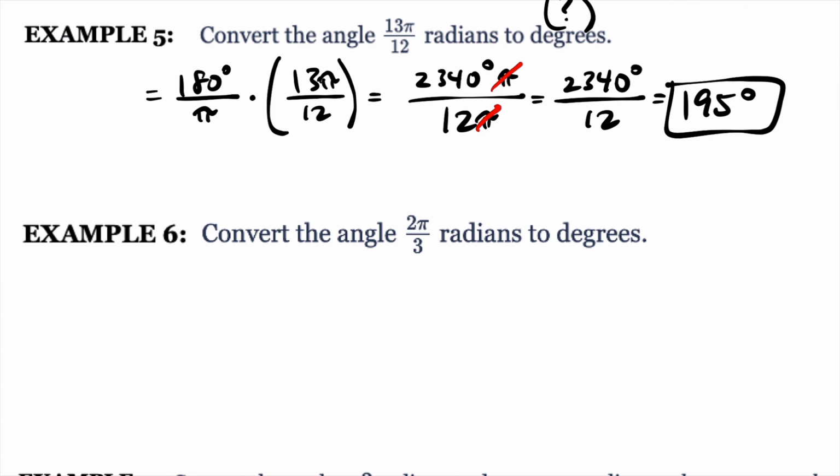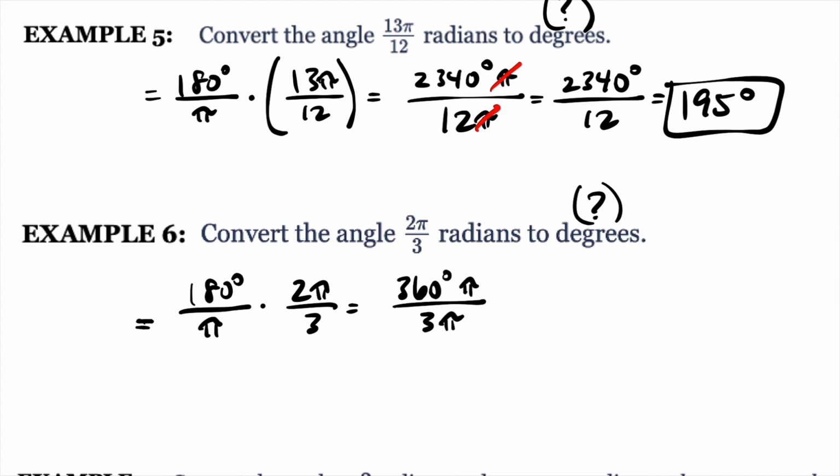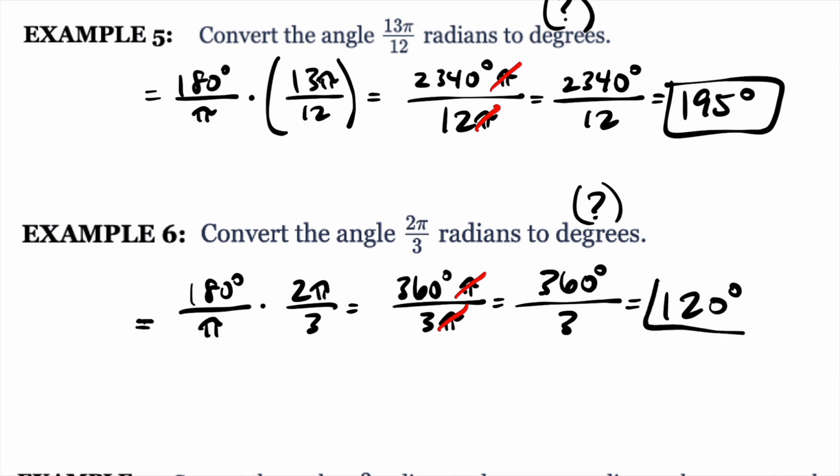All right, I want you to try number 6 on your own. Give you a few. Okay, since we need to find degrees, we're going to use 180 degrees over pi. I'm going to put my radians in there and multiply straight across. So 2 times 180 is 360 degrees pi over 3 pi. Pi's cancel out. I get 360 degrees divided by 3, and you get 120 degrees.